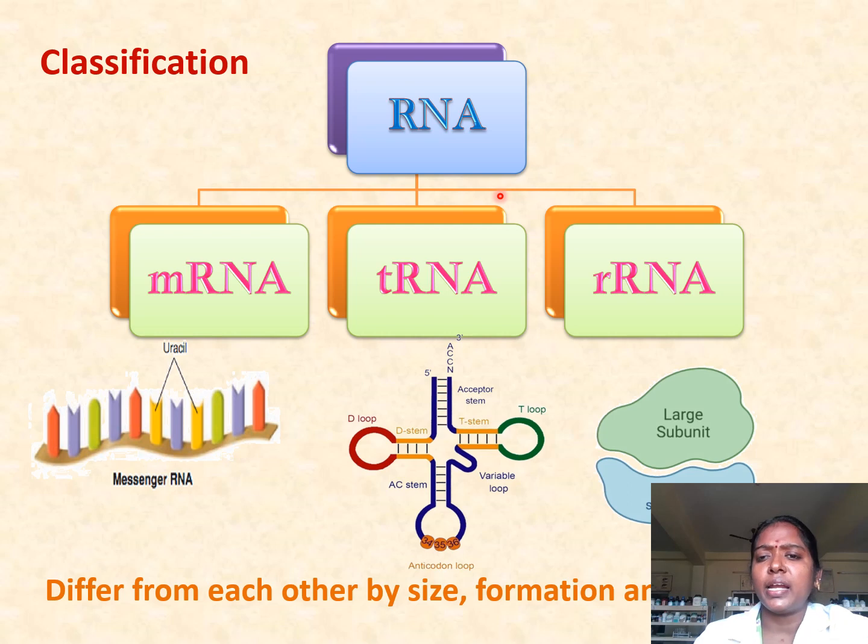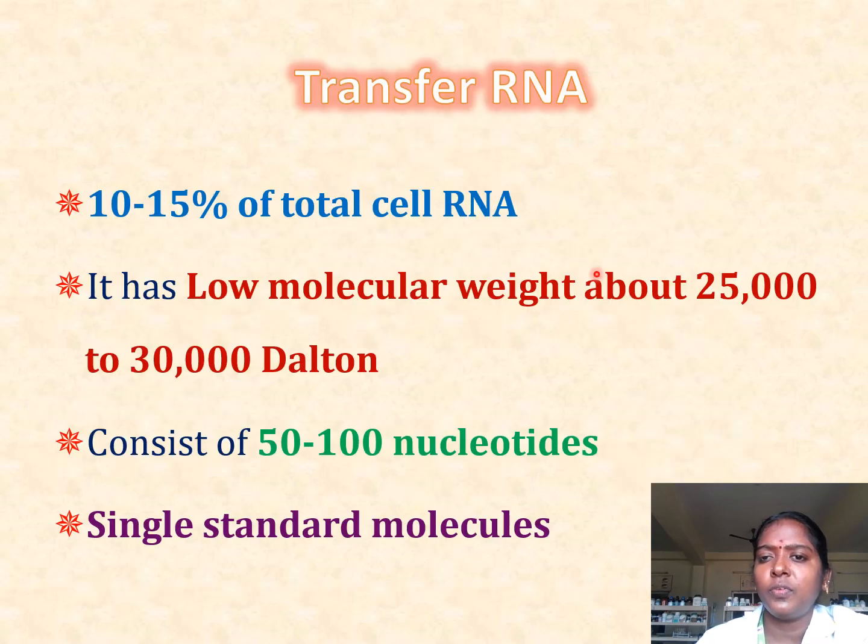Then RNA is classified into three types, namely mRNA, tRNA and rRNA. mRNA is the messenger RNA, tRNA is the transfer RNA and rRNA is the ribosomal RNA. All these three RNAs differ from each other by their size, formation and stability. Moving on to the session, that is transfer RNA.